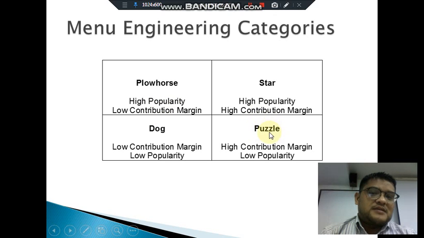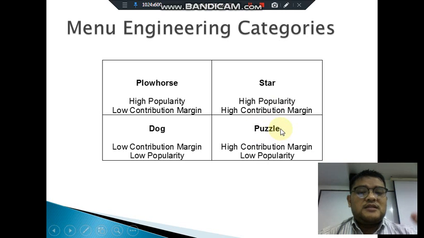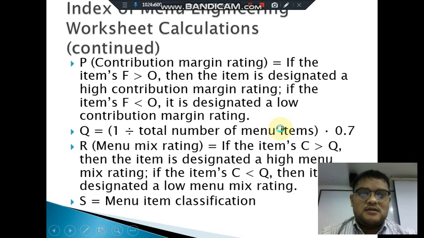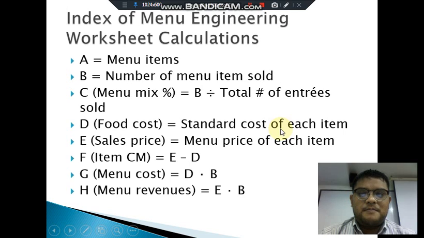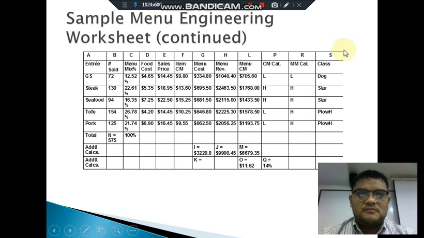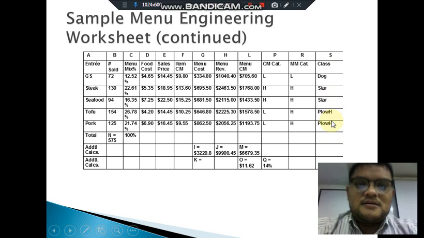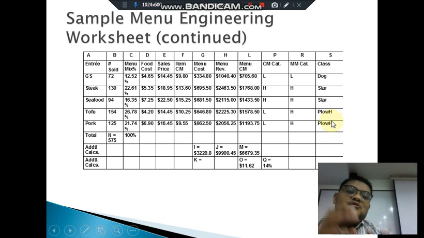Then another one is puzzle. Puzzle means it is high in contribution margin. It gives you a lot of profit, but it is not really popular. So it becomes puzzle whether we will remain the item on the menu or we will remove from the menu. All right, and that is how we calculate or how we actually fill up S. How we fill up column S, guys. That is how we do the menu engineering calculation.